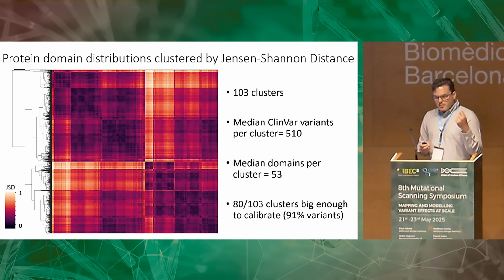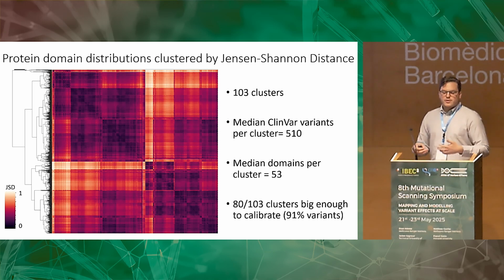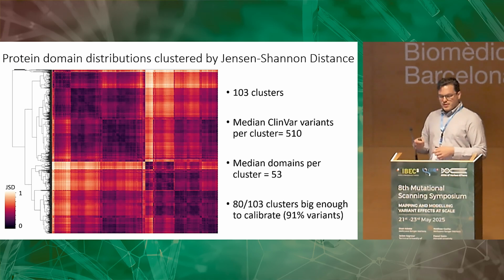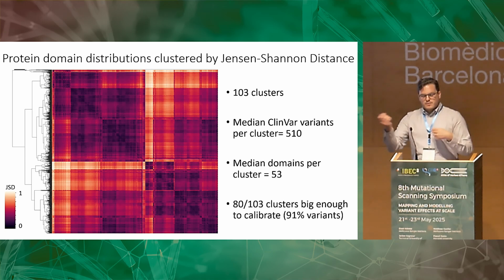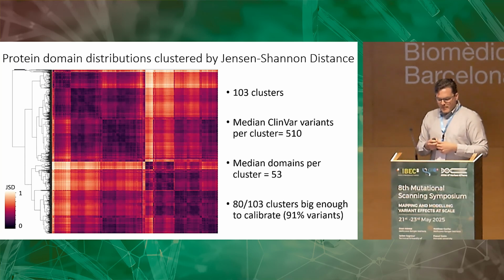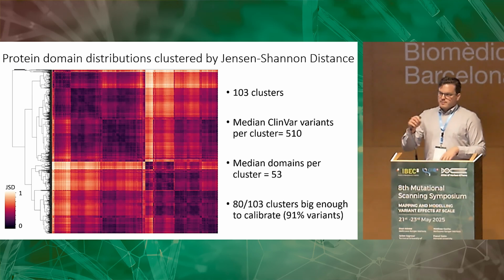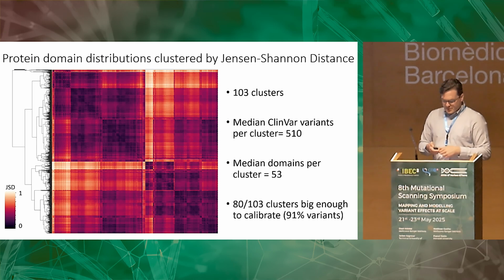The median number of ClinVar variants now per cluster is 510, which is an ample number to actually calibrate these clusters. And there's a median number of domains per cluster of 53, so we're pulling in pathogenics and benigns from multiple genes per cluster. And all told, we can now calibrate 80 of these 103 clusters, representing now 91% of all variants. So we move from being able to calibrate 1% to now 91%.